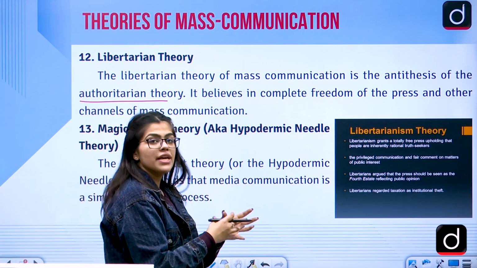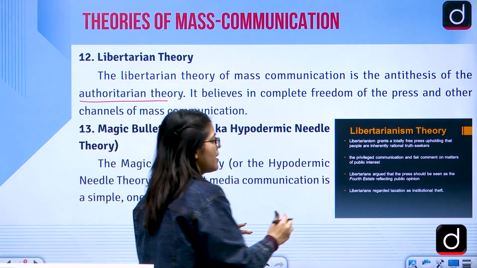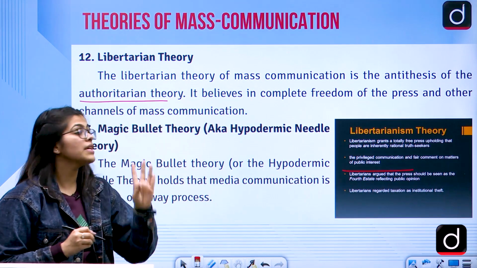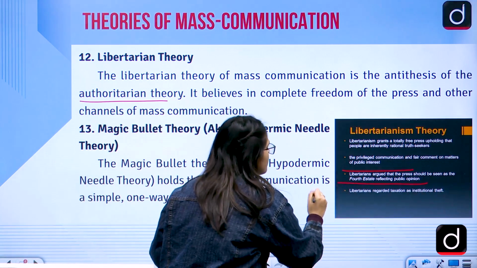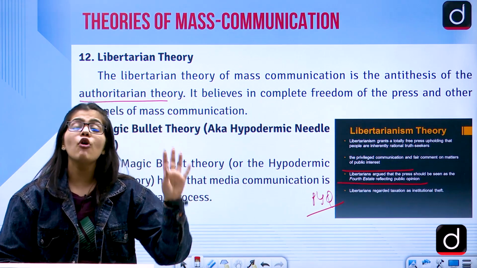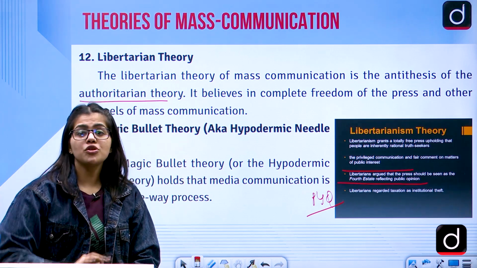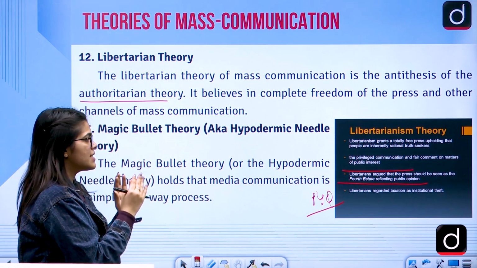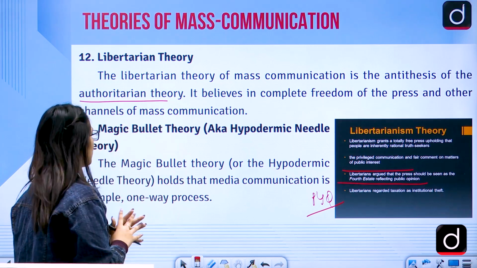Privileged communication, fair comment and matters of public interest should be there. The libertarians argue that the press should be seen as the fourth estate, reflecting public opinion. Now it itself is a PYQ, because a few years back it was asked which is the fourth pillar of our communication. So the fourth pillar of this communication, to go further, is the media. This is the fourth estate of how the public rules and regulations are basically formed.